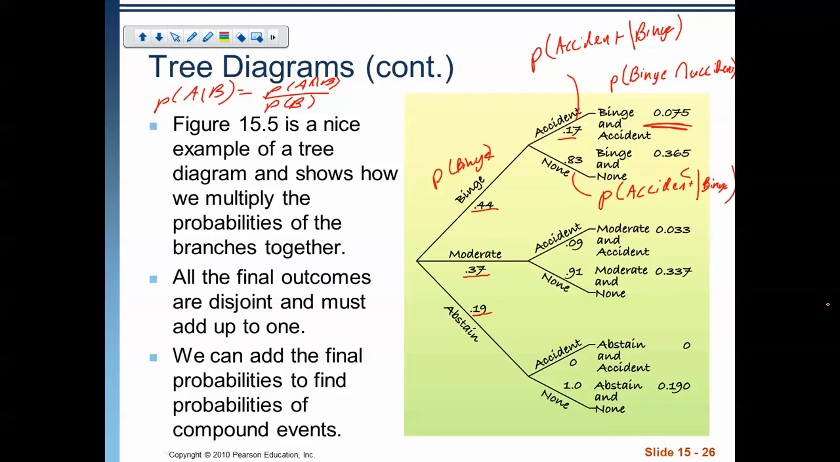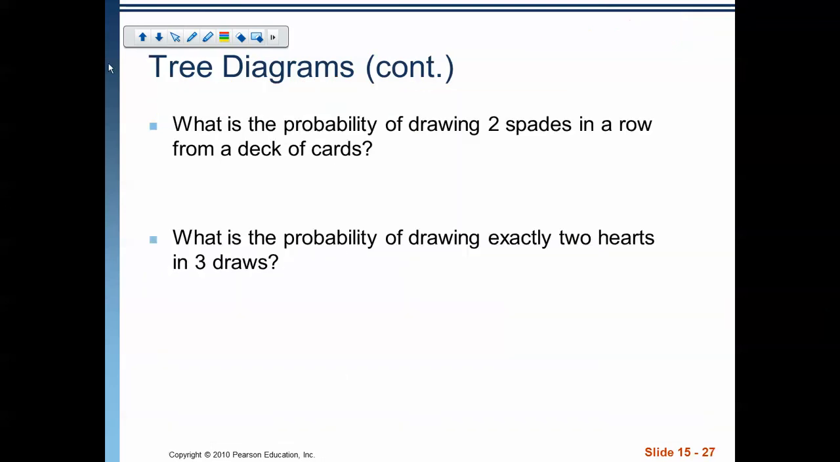Anytime we have multiple dependent events, not independent, dependent events, we can create a conditional probability tree chart. So let's make a tree chart to answer these two questions. What is the probability of drawing 2 spades in a row from a deck of cards? This is a conditional probability because when I draw a card from the deck, how many cards are now in the deck?